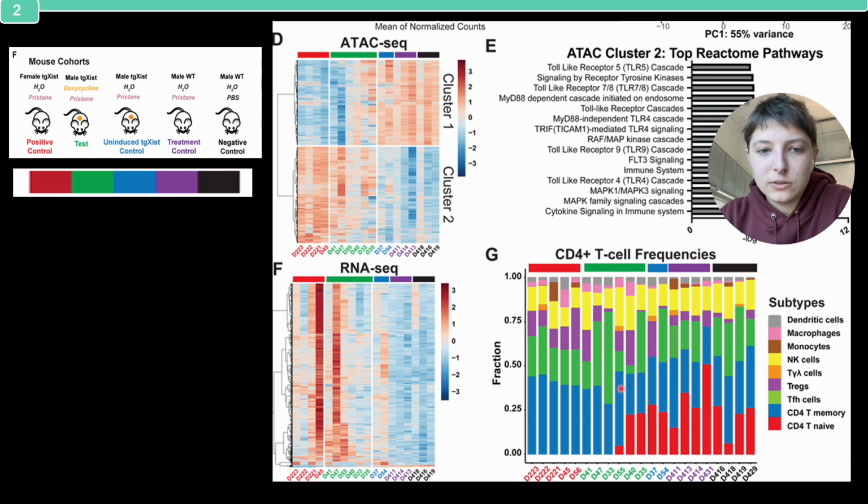Okay, so they based this fraction off of the RNA sequence that they got. They predicted the frequencies of CD4 positive T cells, and most notable is that the positive control does not have any of these. You have to look again because my head's there. It doesn't have any of the CD4 T naive cells, and this trend is also seen in our test group. There are still some that have it, but the frequencies of each of these subtypes are similar between our positive control and our test.